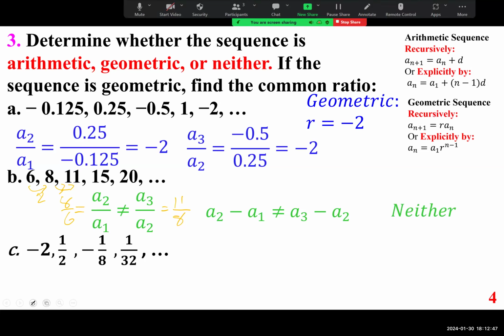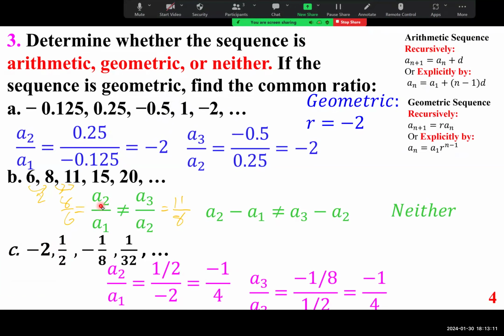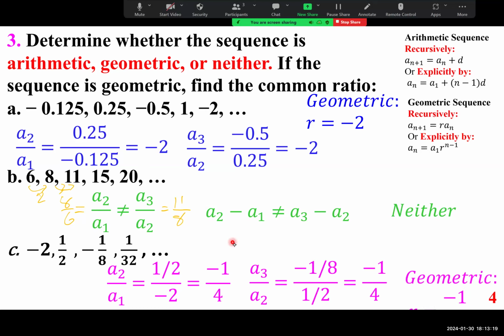Again, this one, we probably notice immediately that there is a ratio here that works out too. So a sub 2 is 1/2 over a sub 1, which is negative 2. I hope you realize it's a complex fraction, becomes negative 1 over 4. If we divide negative 1 over 8 over 1/2, in other words, a sub 3 to a sub 2, we get the same answer, negative 1/4, which makes this also a geometric sequence, with r being negative 1/4.